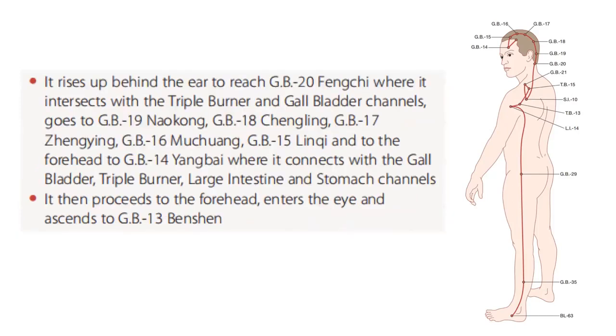It then rises up behind the ear to reach GB20, where it intersects with the triple burner and gallbladder channels, goes to GB19, GB18, 17, 16, 15, and to the forehead to gallbladder 14, where it connects with the gallbladder, triple burner, large intestine, and stomach channels. It then proceeds to the forehead, enters the eye, and ascends to gallbladder 13.